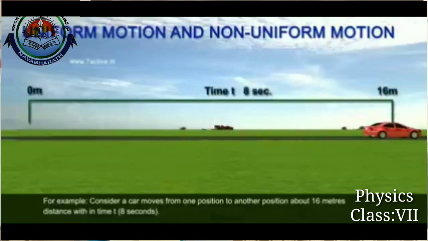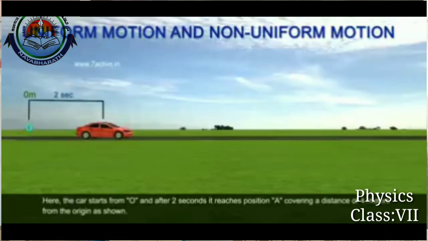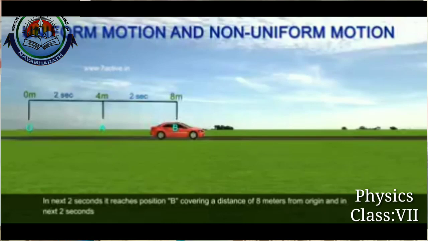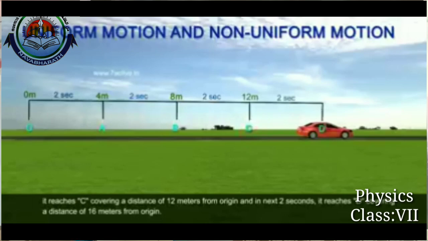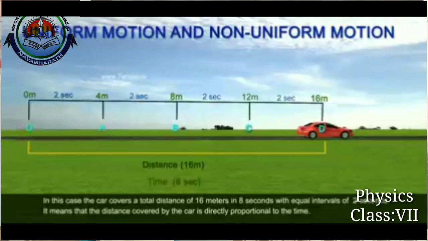Here you can see a car which is moving from an initial position O to the final position D. For this total distance of 16 meters, it actually takes 8 seconds. So in the first 2 seconds this car covers 4 meters, and in the next 2 seconds again it covers 4 meters, from O to B. It takes 8 meters, and in the next 2 seconds again 4 more meters, and like this it will reach up to the final position, right?